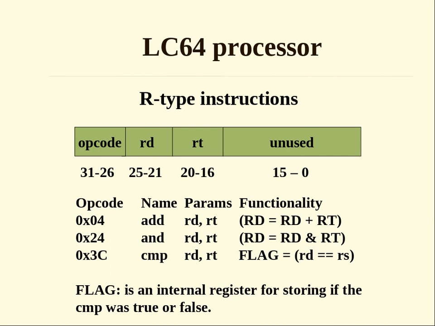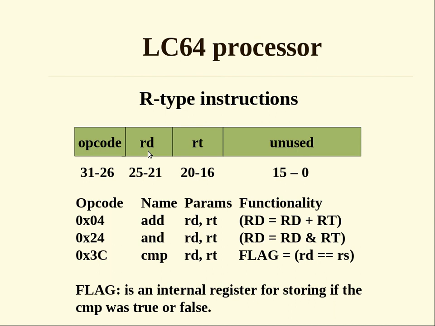So when we encode it, the opcode is going to be the first 6 bits, and that will signify what our opcode is. If it's hex 24, then it's an AND. If it's hex 3C, it is a compare. I chose those opcodes because those are the x64 opcodes. So if the opcode is for an add, we're going to read from the register specified here, and from the register specified here, add those two components, and put it back into the register RD. That's how we do an add.